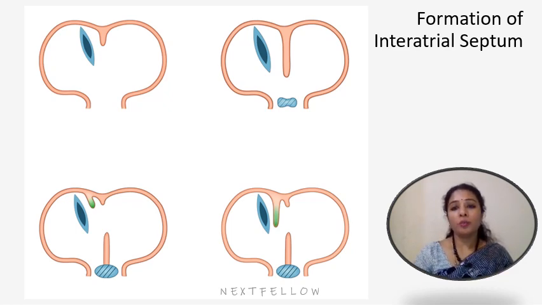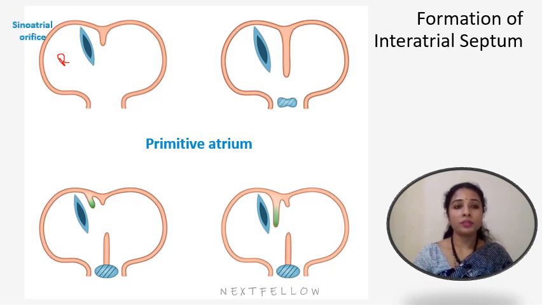Let us continue with the formation of interatrial septum. Interatrial septum divides the primitive atrium into right and left atria. The interatrial septum is formed by two septa which are called septum primum and septum secundum. What you are seeing in the schematic image, this side is the right atrium, primitive atrium it is. All four images are primitive atrium. This is the sinoatrial orifice, which is the communication between sinus venosus and primitive atrium.